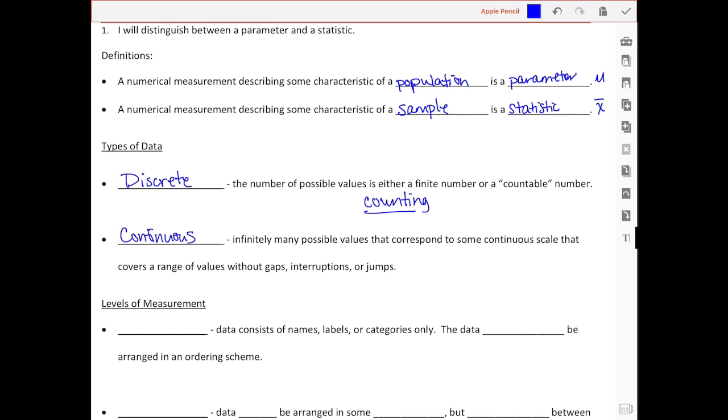And then, of course, continuous is your infinitely many possible values that correspond to some continuous scale that covers a range of values without gaps, interruptions, or jumps. So these are where your fractions, your decimals, and all these are going to come in. It's going to be where you've got data that could happen between them. This is data that is measured.